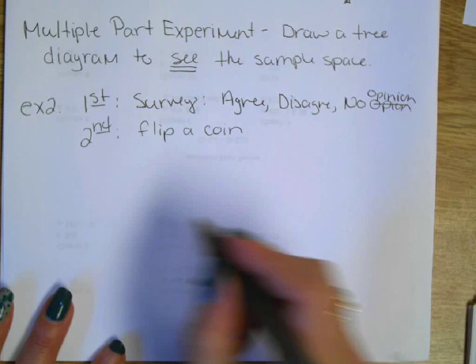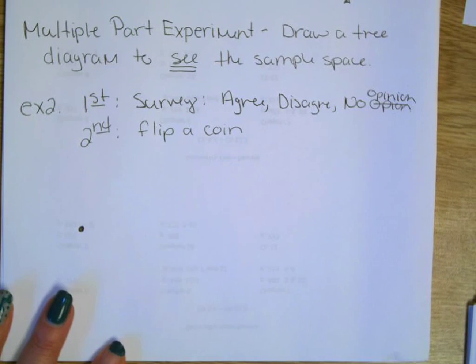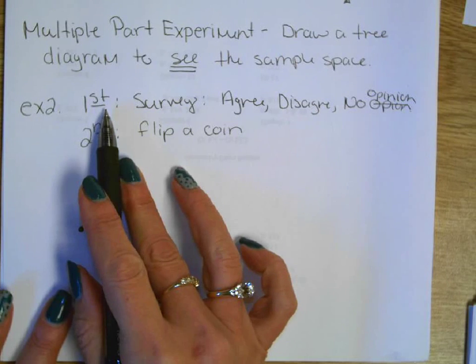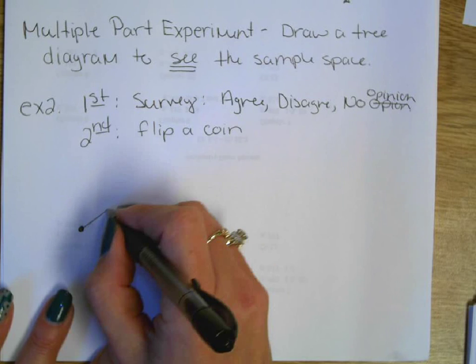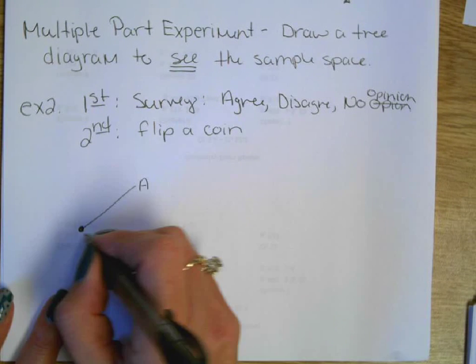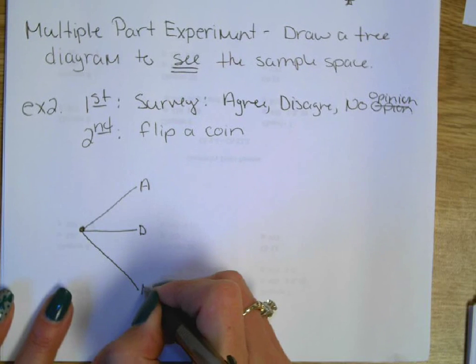Okay, so when you draw a tree diagram, you always start with a dot. Everything grows from that dot. So you do the first part of your experiment. You have 3 possible outcomes, so you need 3 branches to start with. The person could agree, disagree, or have no opinion.